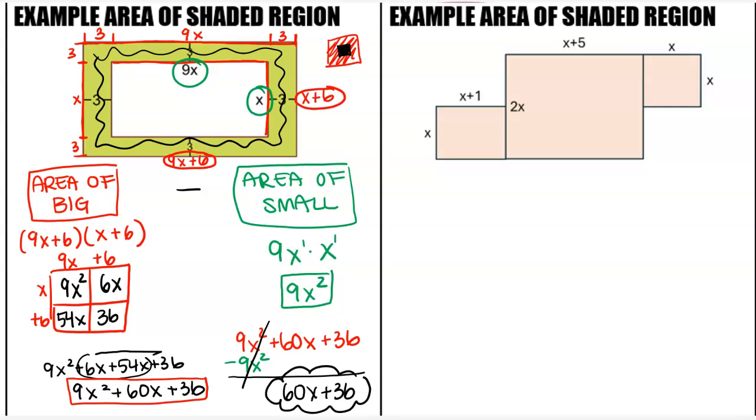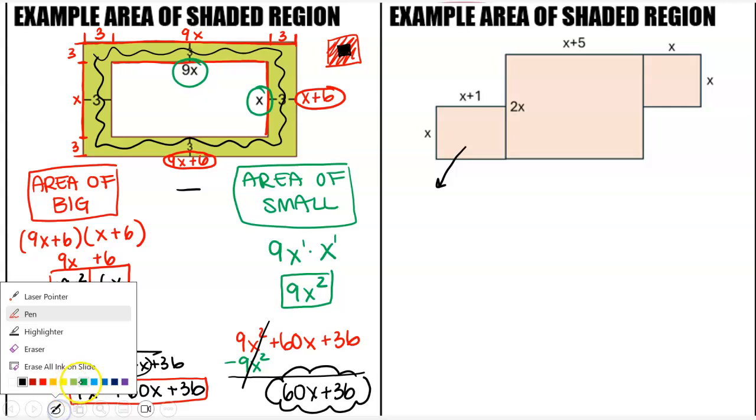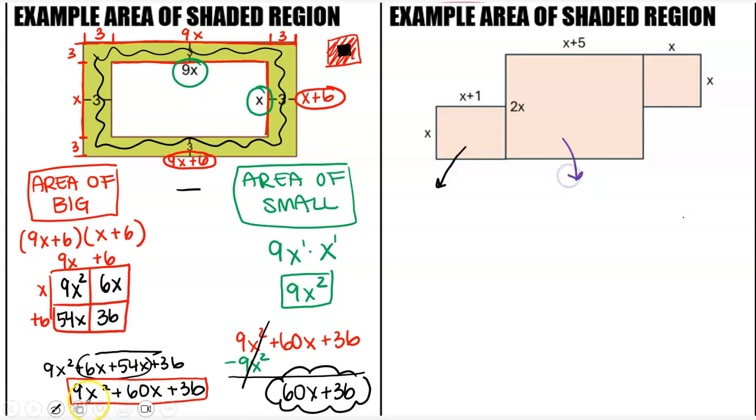Okay, let's look at the second one, which is slightly different. Here we don't have any sections that we're taking away, but we have a bunch of sections that we're going to be adding together. So I'm going to have to find the area of each individual rectangle. That's the method I'm going to use in this case, though there are other methods you could use. Let's start with that black arrow. I'm going to take my base times my height, so x times x plus 1. In this case, I could use a box method, but I'm going to distribute instead to give us x squared plus x. That's my first little rectangle.